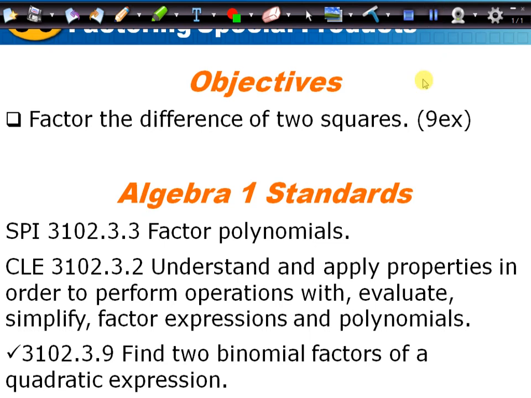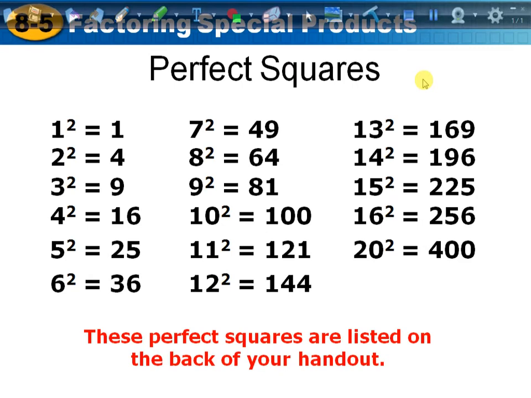Today's lesson is 8-5, day 1, and our objective for today is to be able to factor the difference of two squares. These are all perfect squares, and you're going to have a handout that has these on there. If we look, 1, 4, 9, 16, 25, 36, all of these are what we consider perfect squares, meaning that we can take one number and square it and get that number. Or if we take the square root of it, we end up with a pretty number and not a decimal.